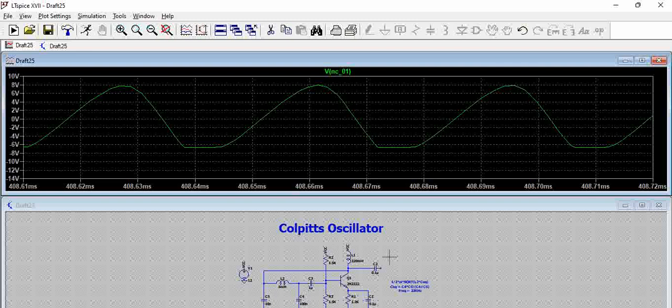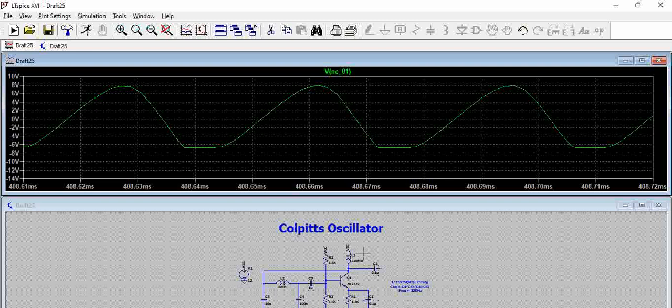Now one more important point to remember is, whenever we are designing the Colpitts oscillator, the tank circuit is very, very important. When you select the tank circuit properly, you get the proper output, and this inductor on the collector is also playing a crucial role. These DC blocking caps, you can use as per your requirement.